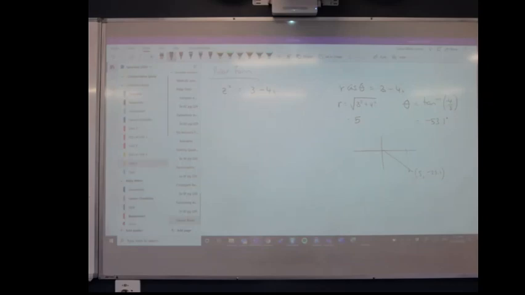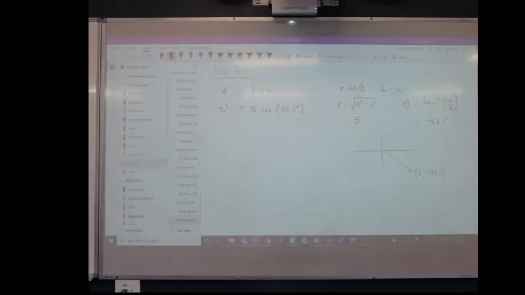See what happens. So we can rewrite this now as z squared is equal to 5 cis 53.1 degrees. Okay. Any ideas where we might go with this? Do we know any rules or any applications?